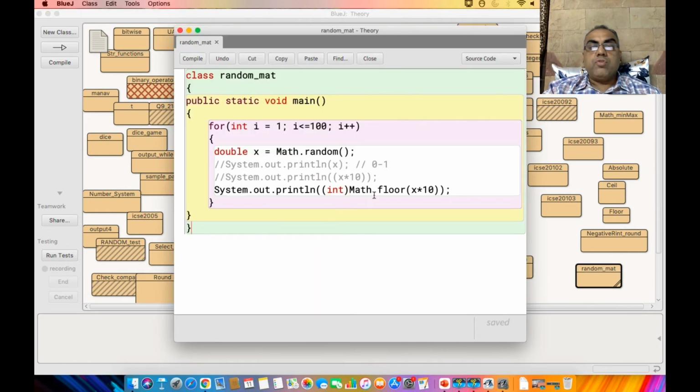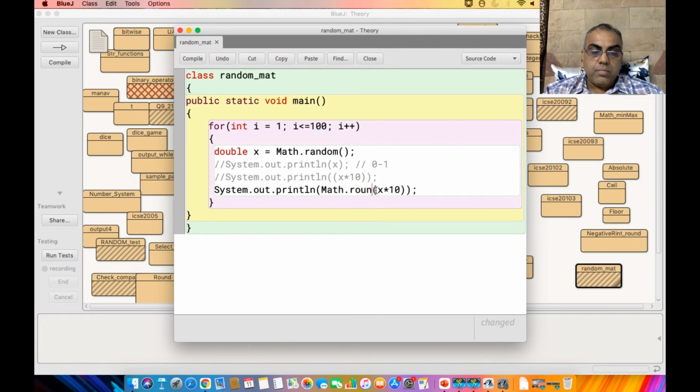So I hope you've understood. Ceil will give you 1 to 10, floor will give you 0 to 9, if you're multiplying by 10. Sorry, not floor first, my mistake. Ceil will give you 1 to 10, floor will give you 0 to 9. And the last one that is left is round. You don't need int for that.